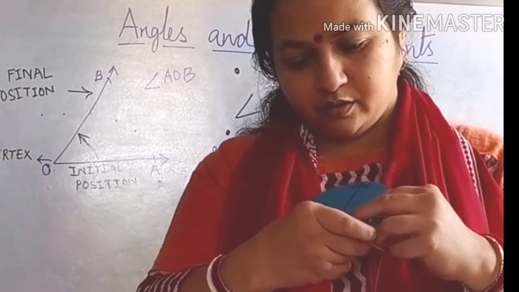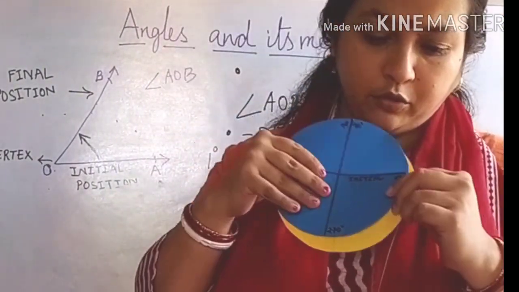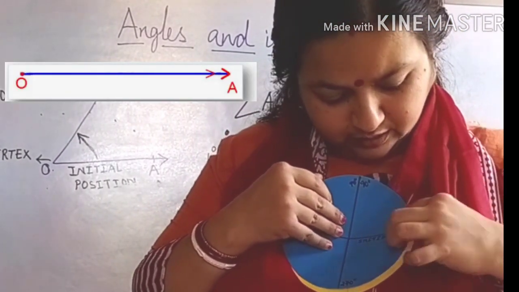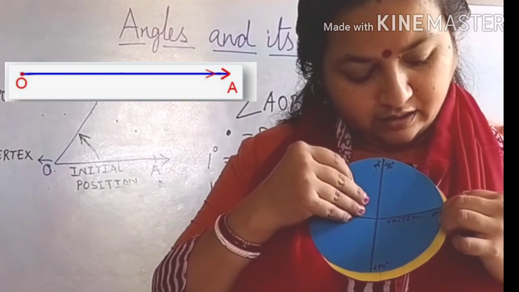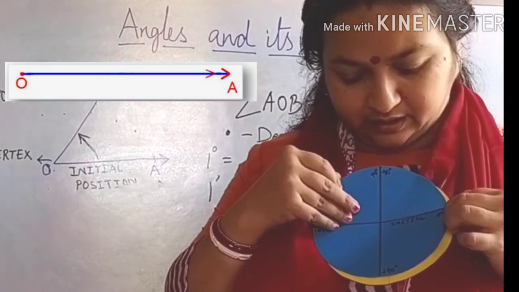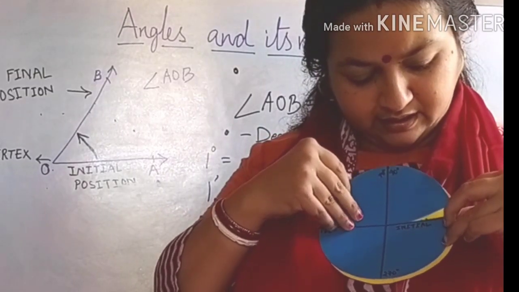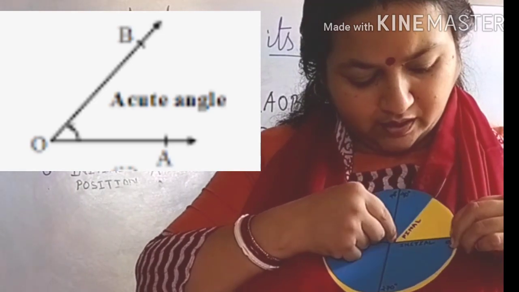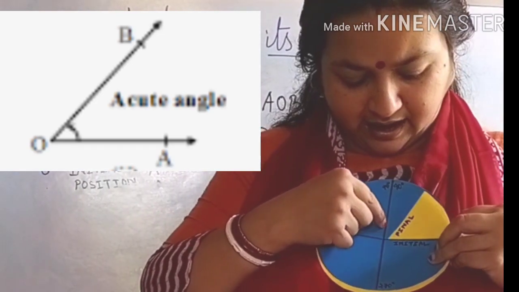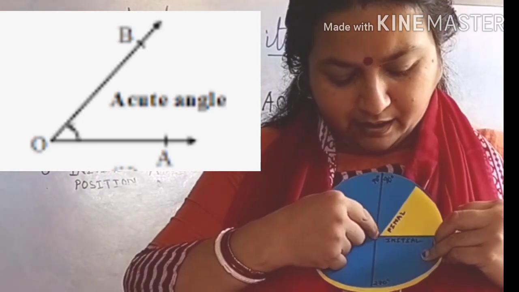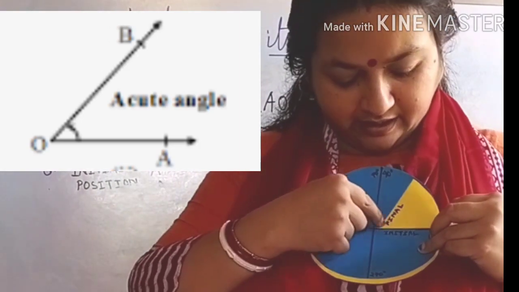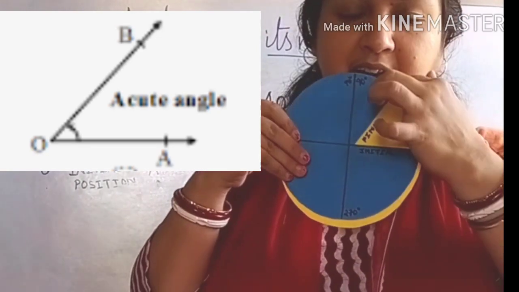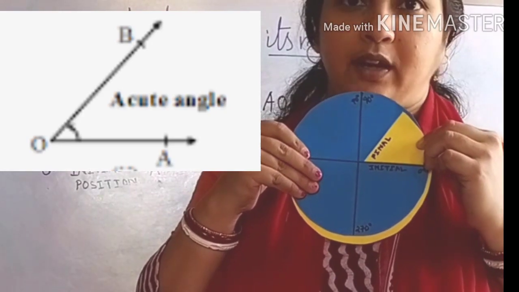And what we will do, we will cut one end of it and we will fix it like this. Okay? So now see, when this yellow is coinciding with this blue, this is 0 degree. The first type of angle is 0 degree. The second type of angle is when an angle lies between 0 degree and 90 degree. When an angle lies between 0 degree and 90 degree, it is called acute angle.